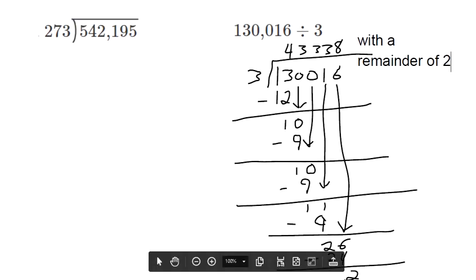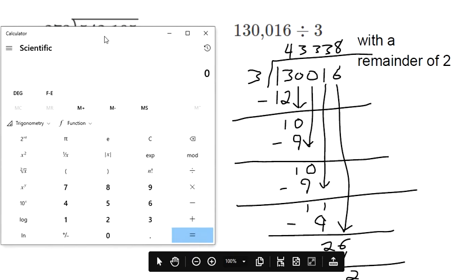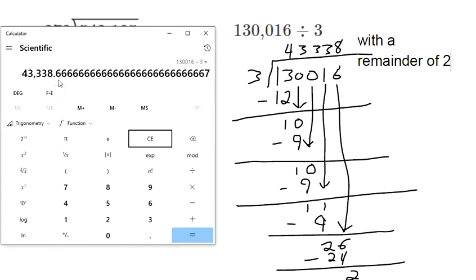Yeah, and the other way to handle that is you could write it as a decimal. So if you got 130,016 divided by 3, we get the same thing, 43,338, and then the 0.6666, that's the remainder part that we got. The remainder 2 out of 3.